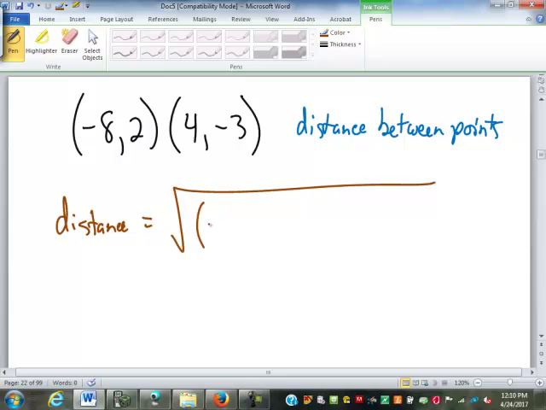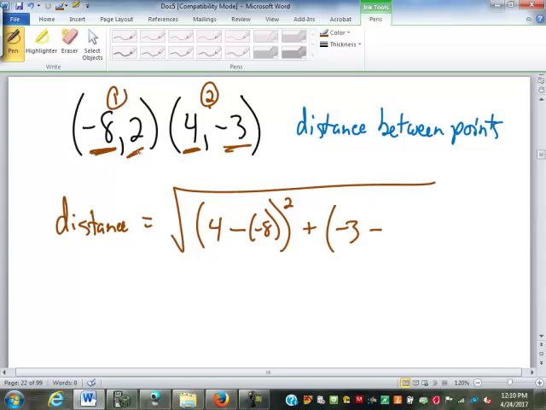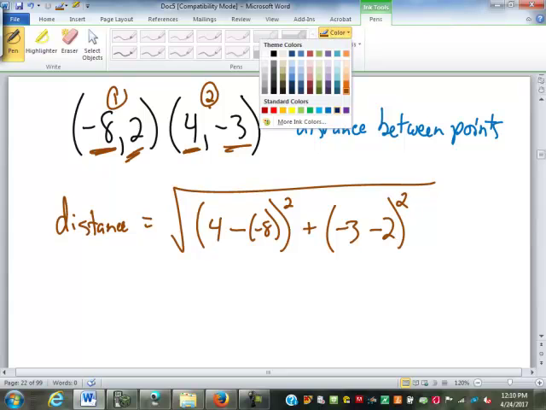well, again, it's going to be x2. Call this point 1 and 2. So point 2, the x-coordinate is 4, minus x1. Point 1, the x-coordinate is negative 8. That's going to be squared. Plus y2. Well, point 2, y-coordinate is a negative 3, minus y1 is 2. That's going to be squared.